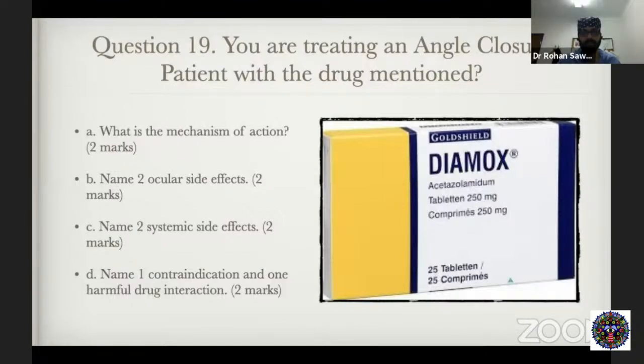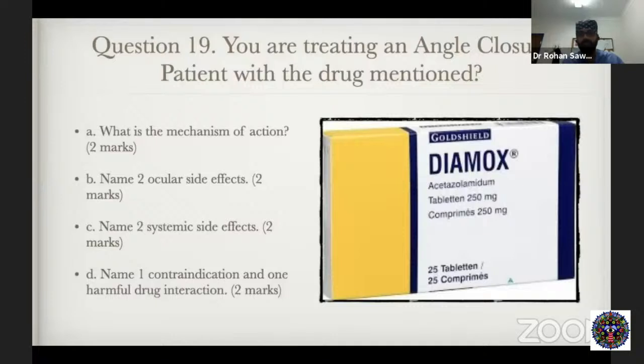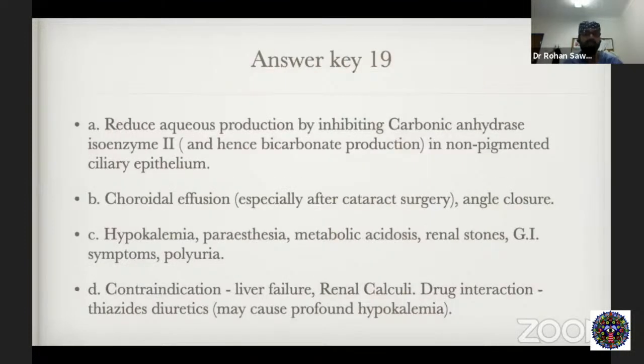Any harmful drug interaction? You're telling the patient, yeah, I'm going to give you Diamox, there's angle closure. Are you taking any medications? The patient tells you, oh, I'm taking furosemide already. You should remember that if you take acetazolamide with thiazide diuretics, it may exacerbate the hypokalemia. It may cause profound hypokalemia. They're already losing the potassium on thiazide diuretics. So that's the key to this question.